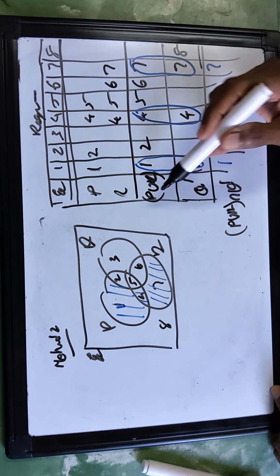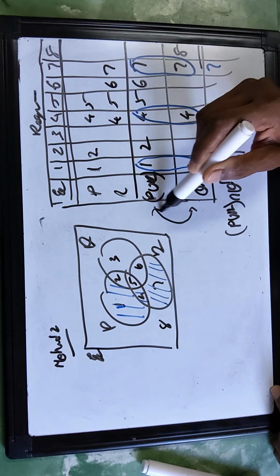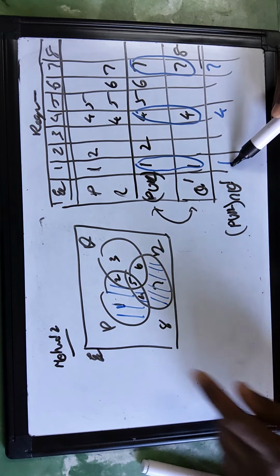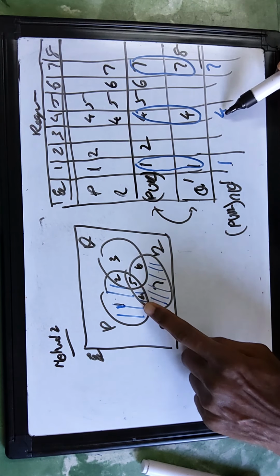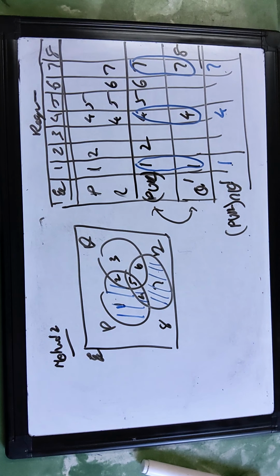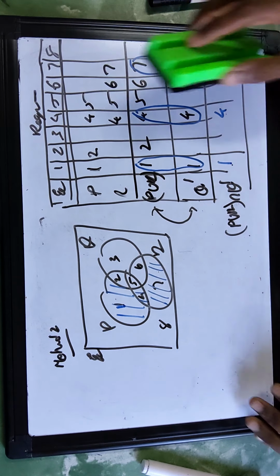It's P union R, we take the first one and this one, P union R intersect with Q dash. So this gives region 1, region 4, and region 7. So this is the answer. P union R intersection Q dash. Okay.